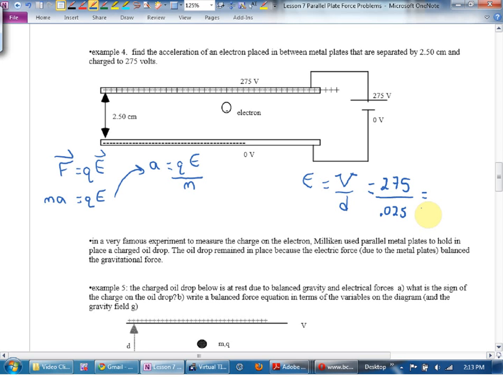That's not my final answer. So I'm going to plug this in over here. The acceleration is going to be, what was the charge on an electron? 1.6 times 10 to the negative 19. What was the electric field? 11,000. Divided by, what was the mass? 9.11 times 10 to the negative 31. Find yourself a huge acceleration. Crunch it.